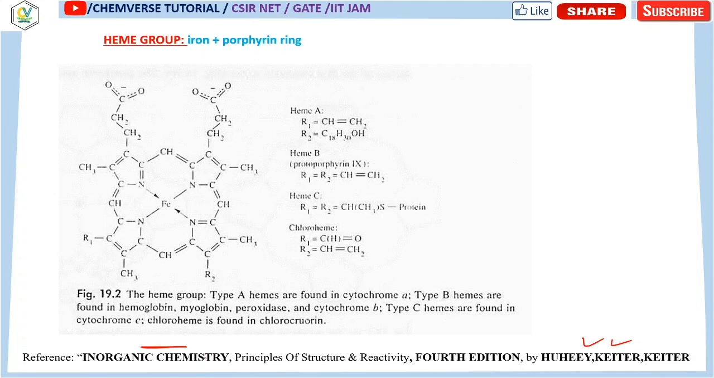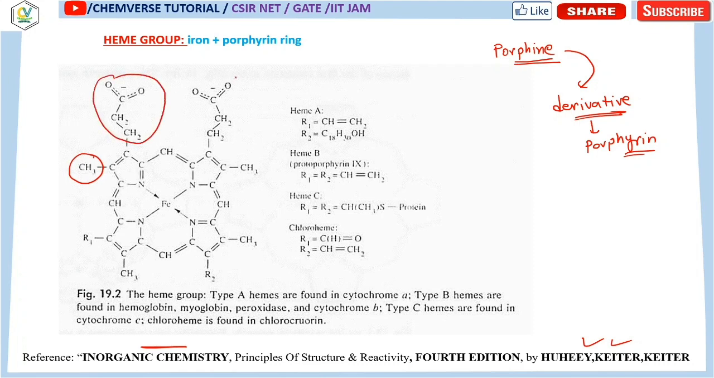In my previous class, I already showed you the structure of the porphyrin ring, or rather porphine. I gave you the idea of porphine. Porphine is the basic unit, and the derivative we obtain from porphine is called porphyrin. Now what kind of derivative can you see? If you take a look, these are different substituents present with the porphyrin ring.